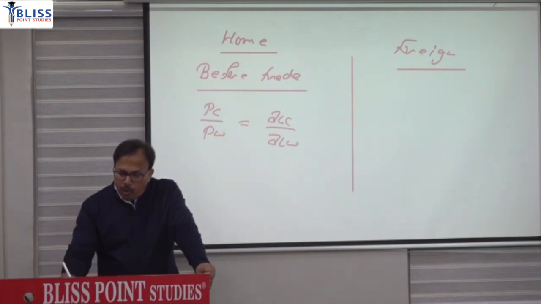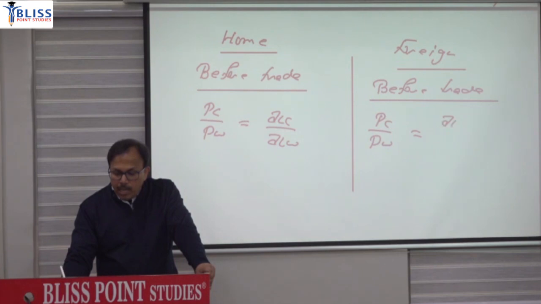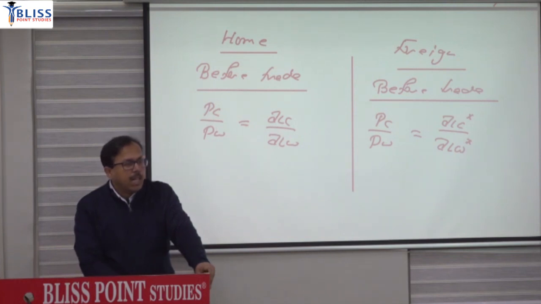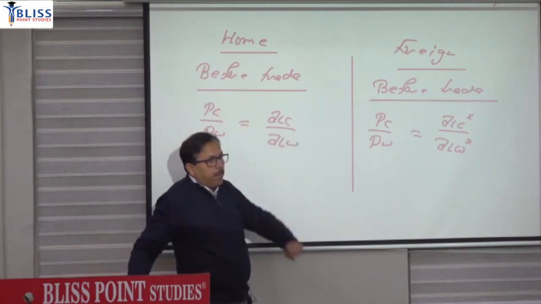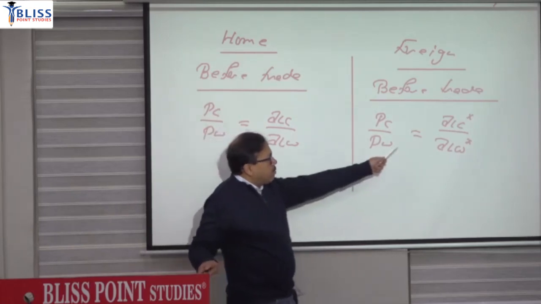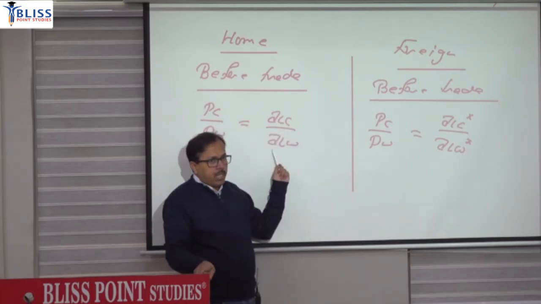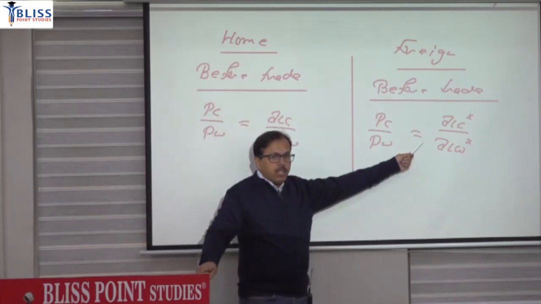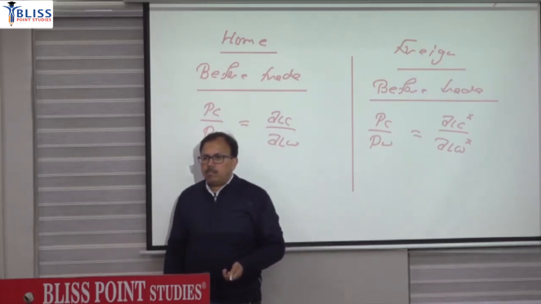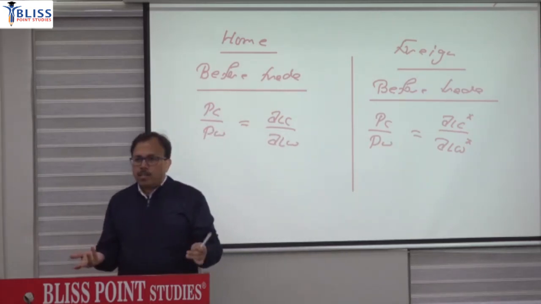Similarly, in the foreign country also, before trade, the PC by PW must be equal to which number? ALC star upon ALW star. अब आप ये बताओ क्या ये दोनों नंबर सेम है? This number and this number, is it same number? This is opportunity cost of cheese in home country. This is opportunity cost of cheese in foreign country, and those opportunity costs are different, which means prices before trade are different.